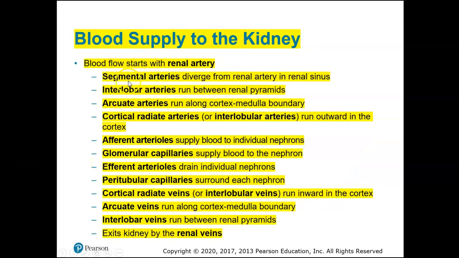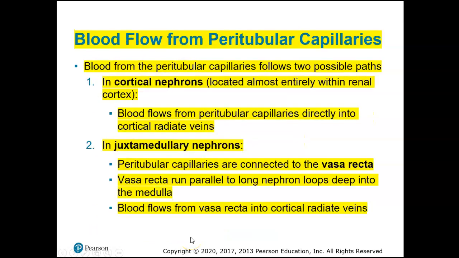Blood flow, the pathway of blood flow through the kidney, you need to know this. It starts with the renal artery, segmental arteries, interlobar arteries, arcuate arteries, cortical radiate arteries. And then into the individual nephrons would be the afferent arterioles, glomerular capillaries, the efferent arterioles, peritubular capillaries, cortical radiate veins, arcuate veins, interlobar veins, and renal veins.